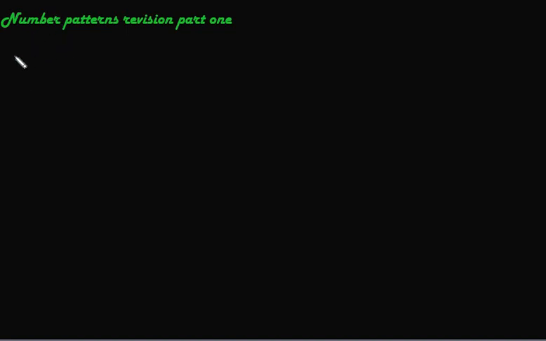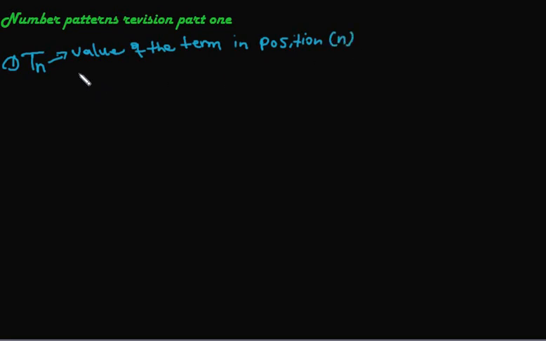The first one is TN. So we have to understand what this is. When we're talking about TN, we're talking about the value of the term in position N. So TN is the actual value of the term in position N.